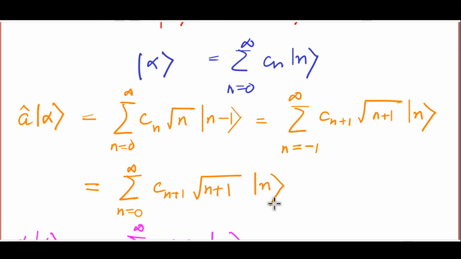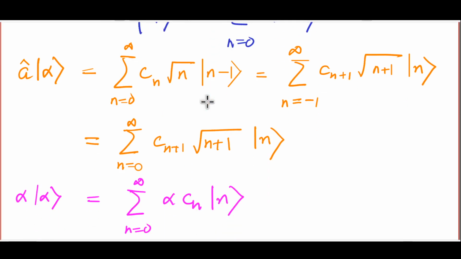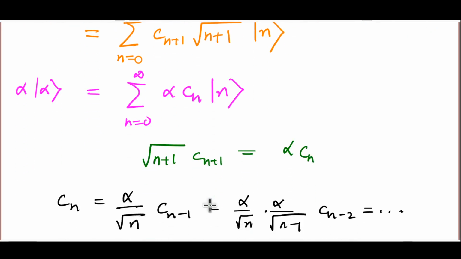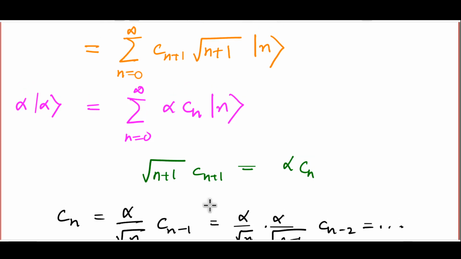On the other hand, because we are demanding that the ket alpha is an eigenstate of A corresponding to eigenvalue alpha, A acting on alpha must be also the same as alpha times alpha, that is simply alpha Cn times ket n summed over all n. Now these two expansions have to be one and the same. And because the ket n's are independent vectors, the only way these two expansions can be the same is if the coefficients match each other. So you must have the relationship Cn plus 1 root over n plus 1, this coefficient has to be the same as alpha times Cn.